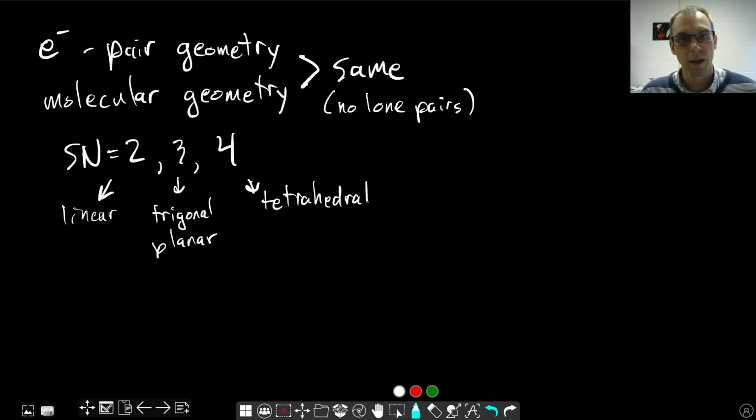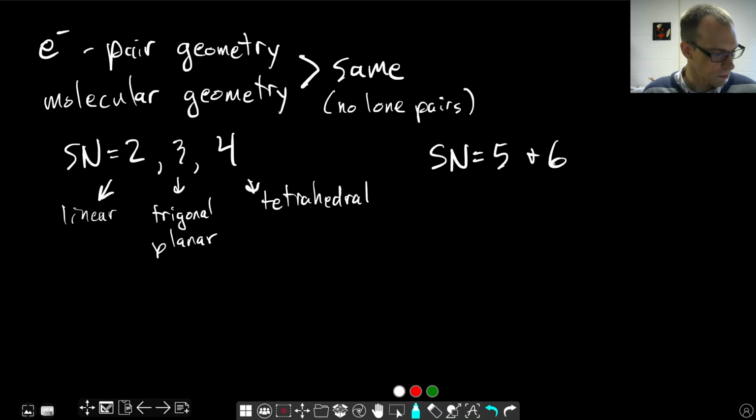But we have seen that this is going to cover everything that doesn't expand an octet. So you can only get up to 4 bonds if you are following the octet rule. But we did see in the previous chapter there are things that can expand their octet. And so in this video we're going to look at steric numbers of 5 and 6, things that have 5 and 6 bonds around them, not just up to 4.